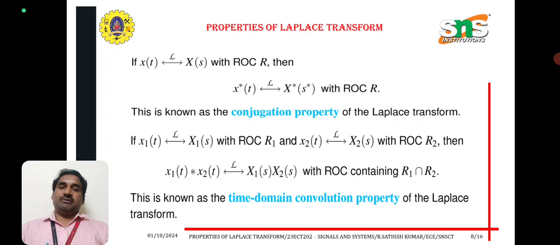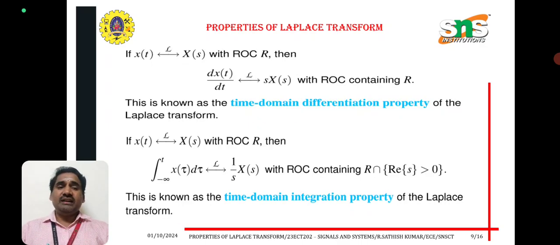Time domain convolution property. x1 of t Laplace transform pair with X1 of s, x2 of t Laplace transform pair with X2 of s, then x1 of t convolved with x2 of t Laplace transform pair with X1 of s into X2 of s.